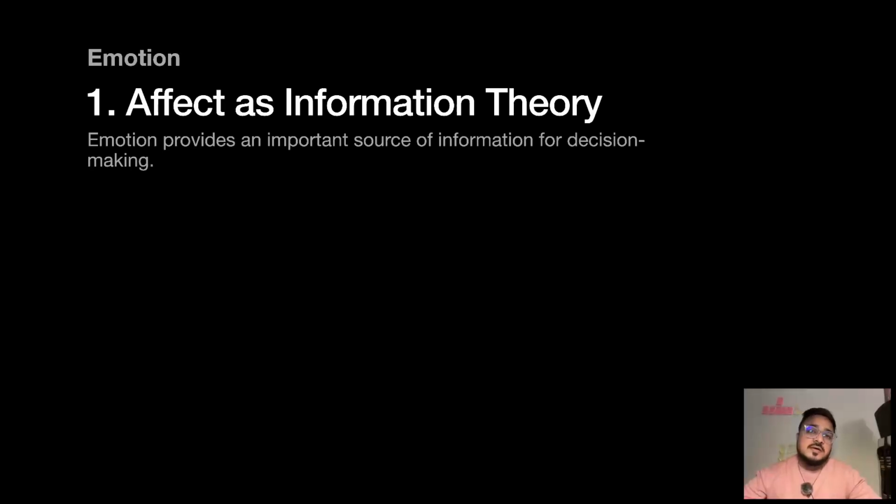It's part of emotion. And the principle is affect. Okay, affect as information theory. Now this sounds a bit complicated, but I'll explain what it does. Emotion provides an important source of information for decision making.